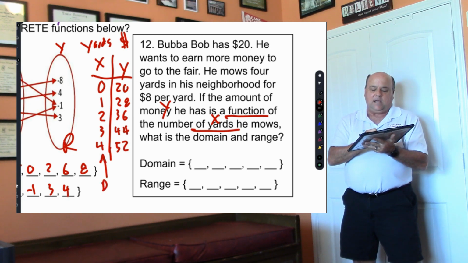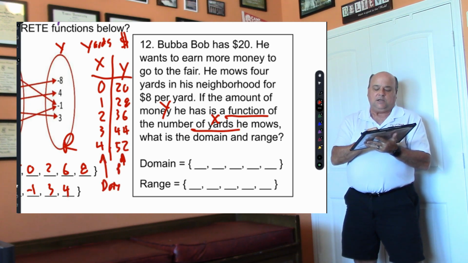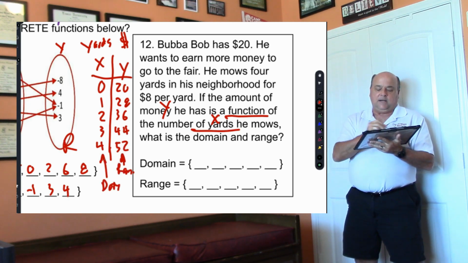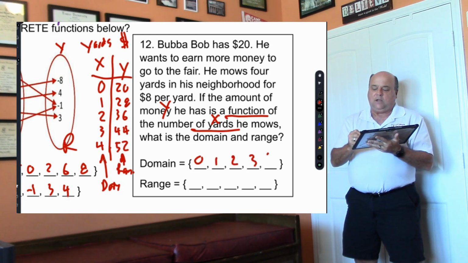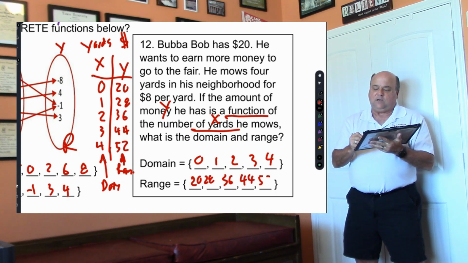This is my domain. This is my range. So my domain is going to be 0, 1, 2, 3, 4. My range would be 20, 28, 36, 44, and 52.